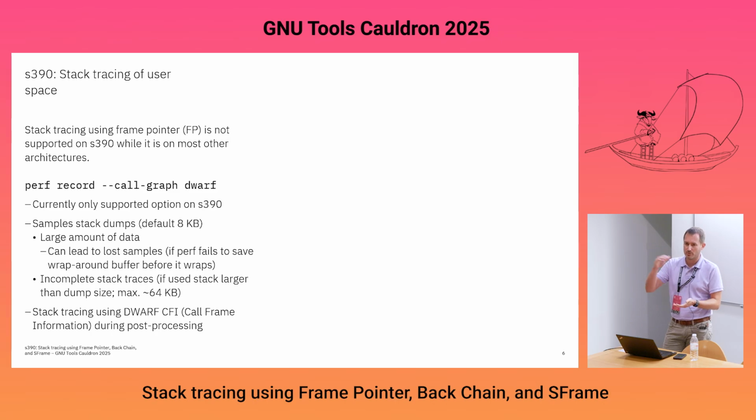By default, 8 kilobytes of the stack are dumped away. This generates a fairly large amount of data, and that can lead to lost samples if perf cannot keep up writing this away. And due to the fact that it only records a part of the stack, like the 8K, it causes incomplete stack traces if the stack size used is larger. In this case, the stack tracing using the dwarf CFI happens during post-processing, so the performance of the stack tracer is, let's say, secondary.